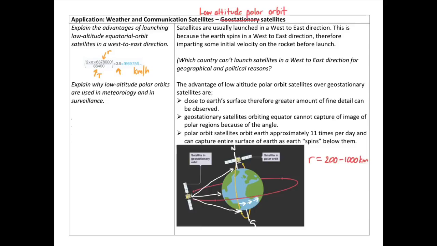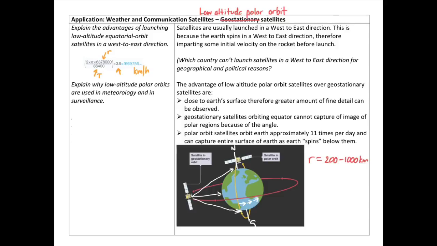Whereas with the polar orbit, because of the way the Earth spins around it, it can capture images of the whole surface. And that relates to the last advantage, which sort of explains what I've already said. The polar orbit satellites orbit Earth approximately 11 times per day and can capture the entire surface of the Earth as the Earth spins below them.